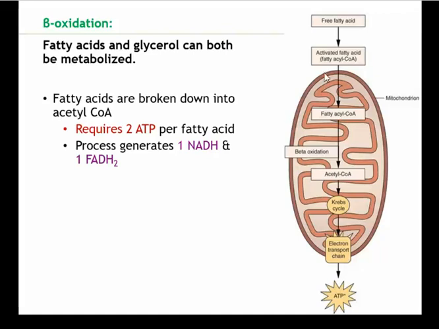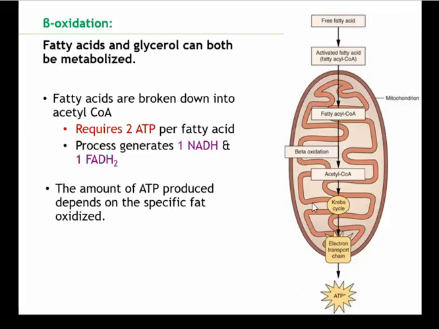And it's going to go through all these different steps in the mitochondria. And then by the end of it, so once we put it through the Krebs cycle and electron transport chain, we get ATP. But the amount of ATP produced depends on the specific fat that was oxidized. We already mentioned that lipid produces substantially more ATP than glucose does. So more ATP than our glucose metabolism.